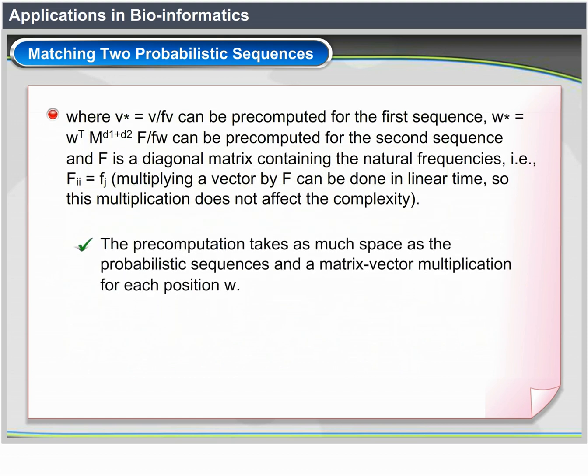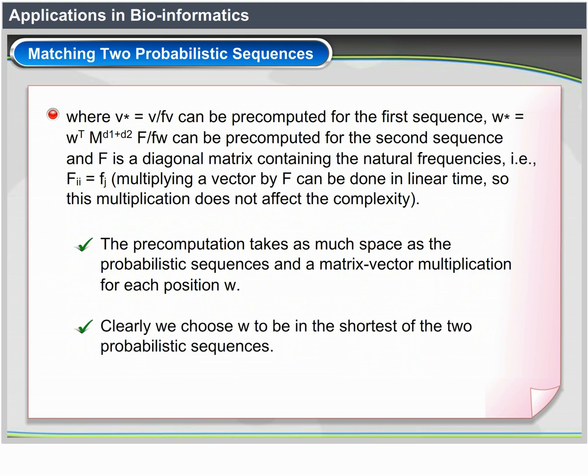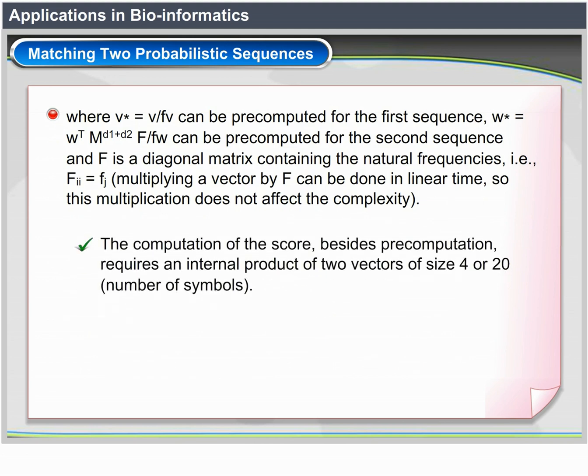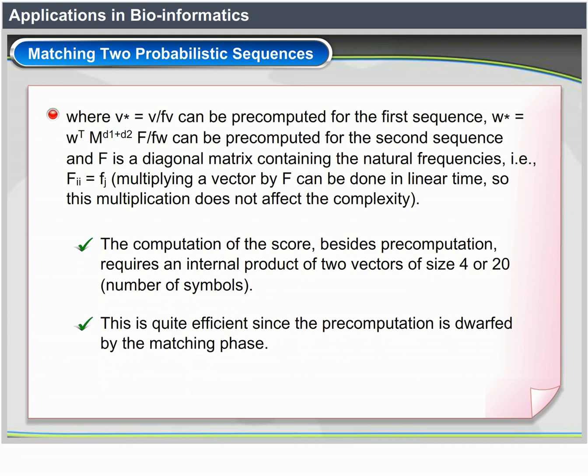The pre-computation takes as much space as the probabilistic sequences and a matrix vector multiplication for each position w. Clearly, we choose w to be in the shortest of the two probabilistic sequences. The computation of the score, besides pre-computation, requires an internal product of two vectors of size 4 or 20, the number of symbols. This is quite efficient since the pre-computation is dwarfed by the matching phase.